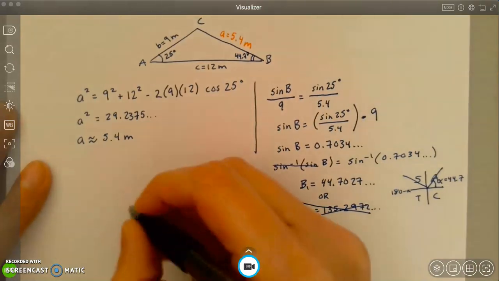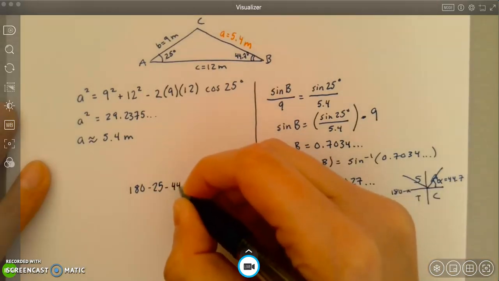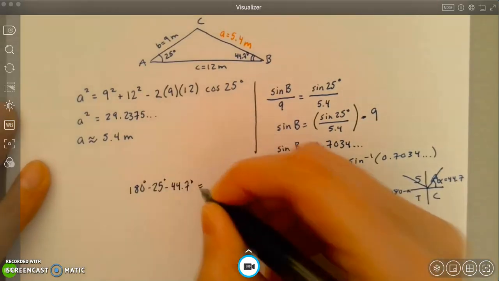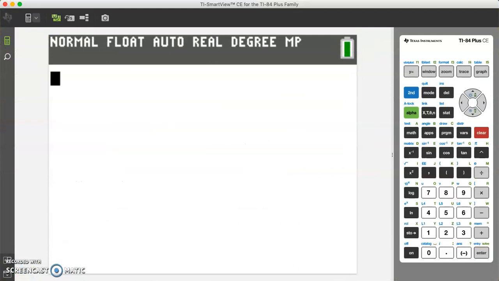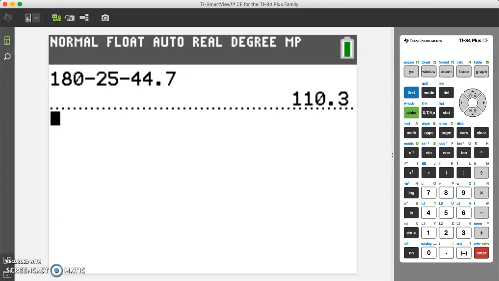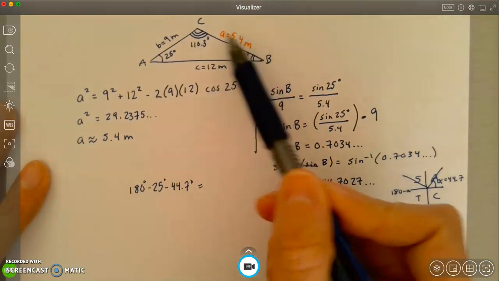Okay, and then at this point, I can go ahead and do 180 degrees minus 25 minus 44.7. All right, and then let's see what that gives us. So 180 minus 25 minus 44.7. That's going to give us 110 degrees, or 110.3 degrees for angle C. All right, so we have completely solved the triangle with all its missing sides and angles.